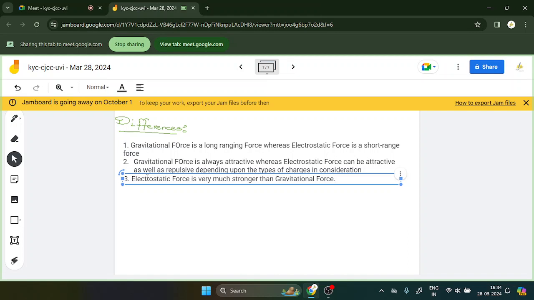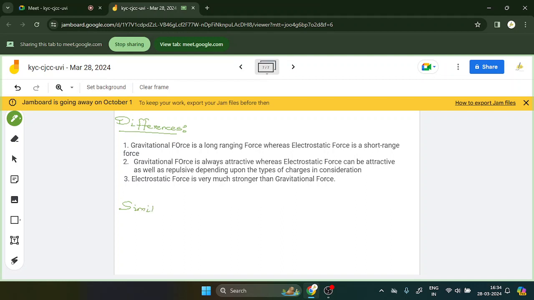Now, what are the similarities? Let's talk about the similarities between both the forces. These were the differences which we just saw. Now, let me talk to you about the similarities. Can you tell me what are the similarities?